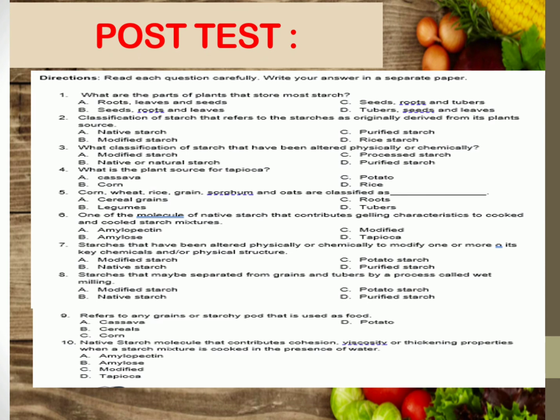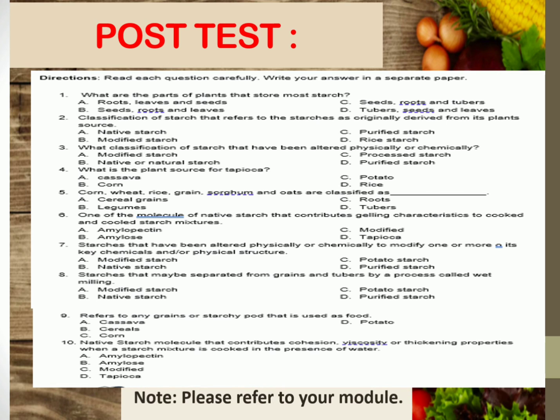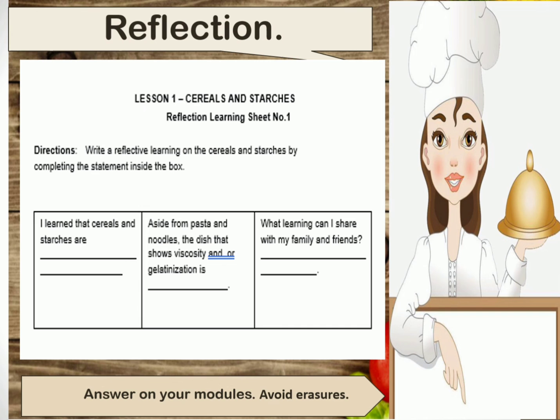For your post test, read each question carefully. Encircle the letter of the correct answer. Please refer to your module. Avoid erasures. Good luck! For your reflection, write a reflective learning on the cereals and starches by completing the statement inside the box. Answer your modules. Avoid erasures. Good luck!